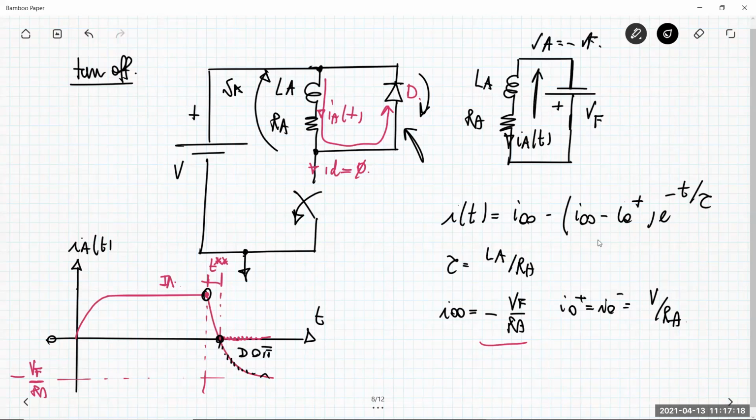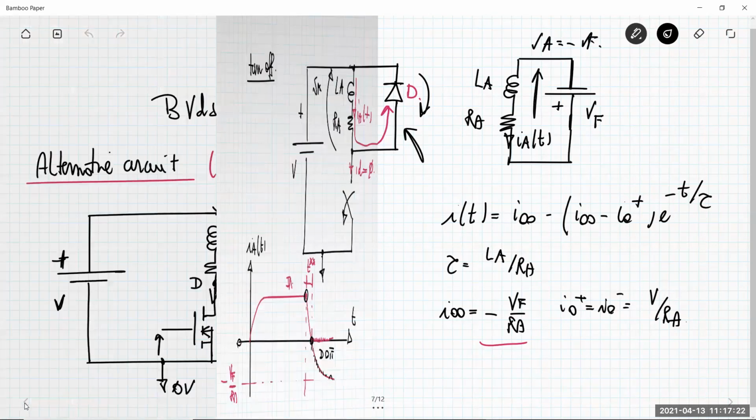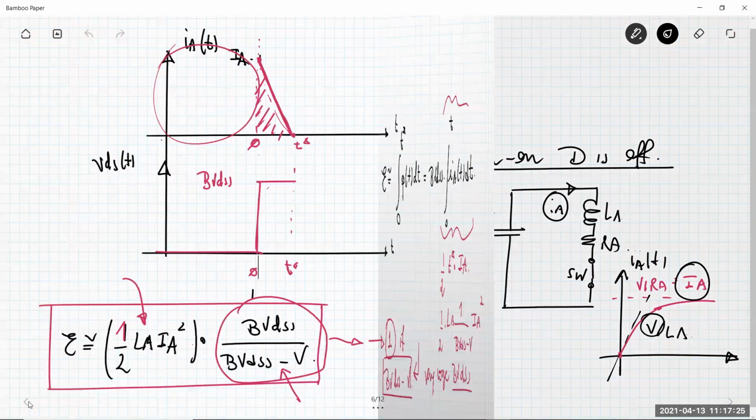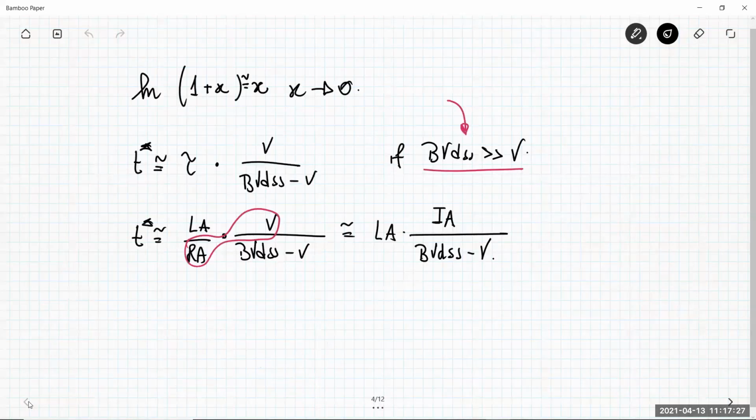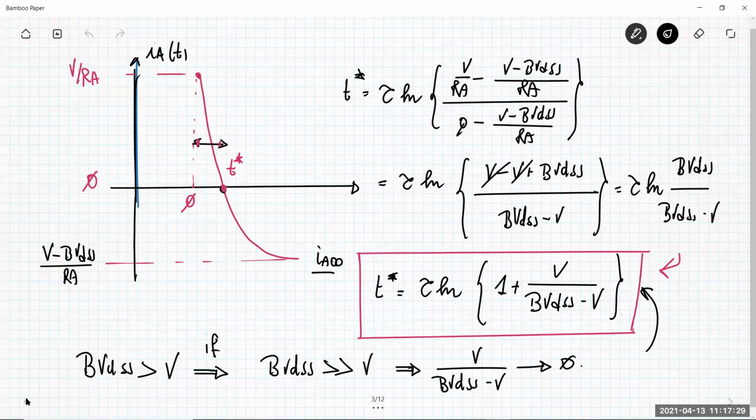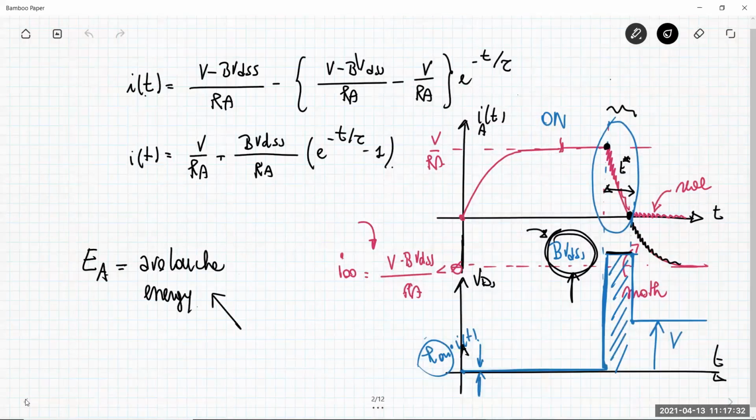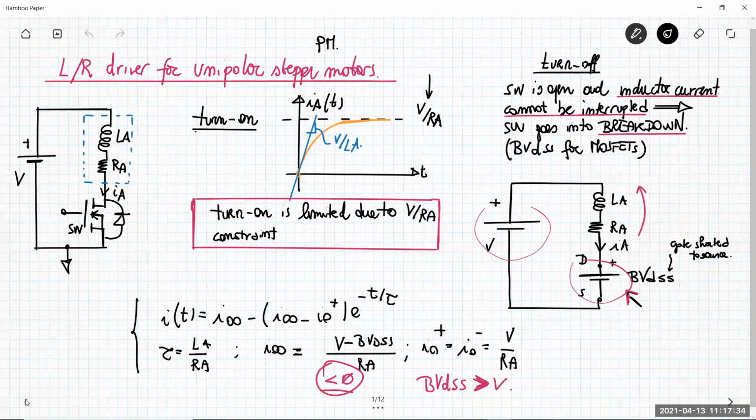While when you do not have any freewheeling diode, the voltage across the phase at the turn off, VA, is V minus BVDSS. It's exactly the comparison we made before. VF is less than this voltage here, which is negative.